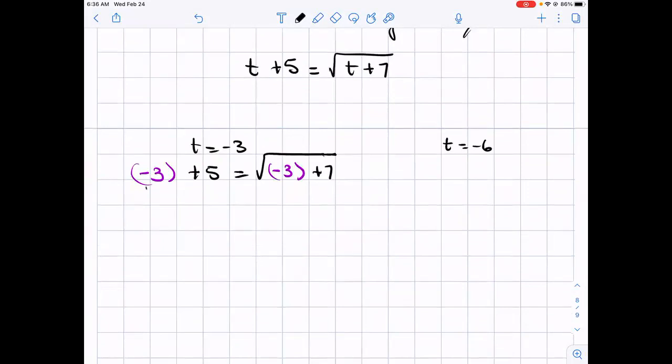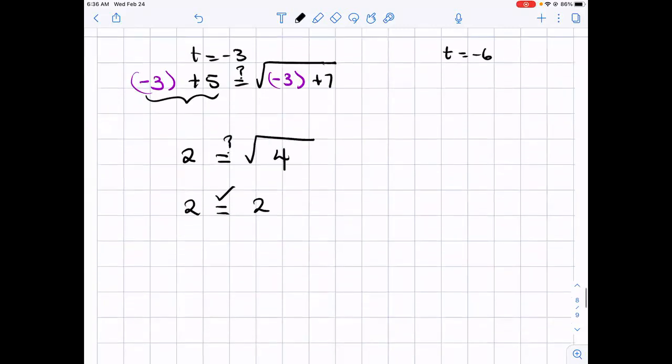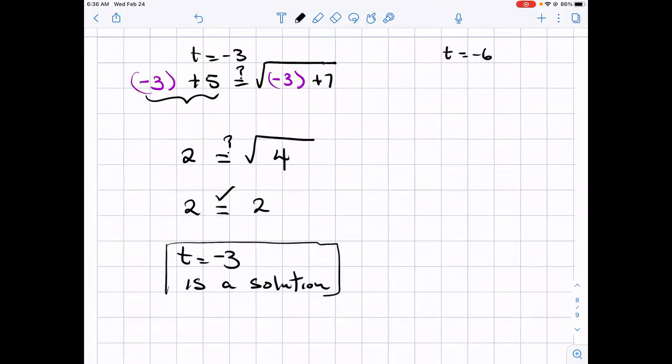So minus 3 plus 5, when you combine these two, you end up with 2, equals the root of negative 3 plus 7, that's 4, and the square root. So this is what we wanted to check, right? Is this true? So 2, the root of 4 is 2, so this checks. So we know that t equals -3 is a solution. This we know.